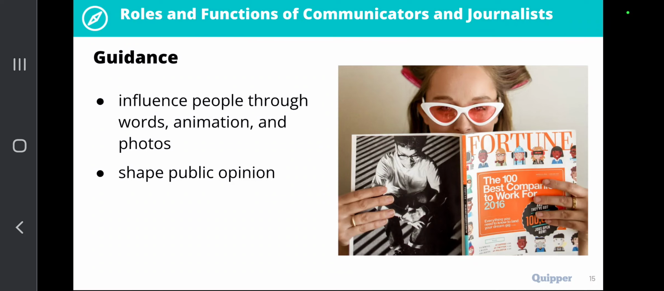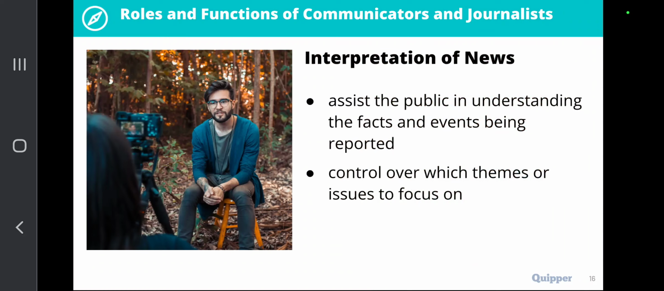We also need to be able to have interpretation of the news. That's a very important function and role of communicators and journalists. There should be interpretation of the news. This talks about assisting the public in understanding the facts and events being reported.